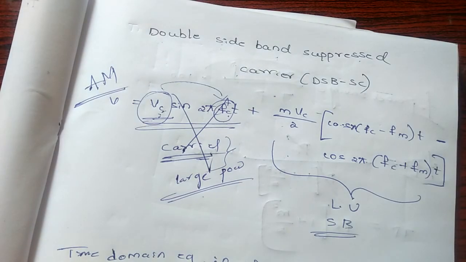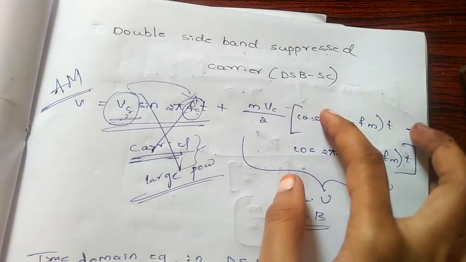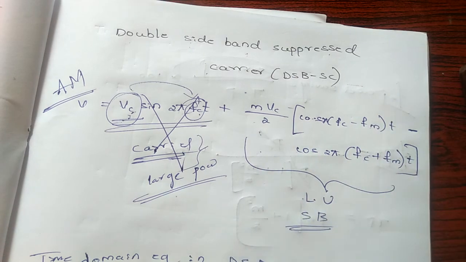In the next classes, we can also see single sideband suppressed carrier. Here we are sending two sidebands, but in that only one sideband is carried. I'll tell you in the next class.